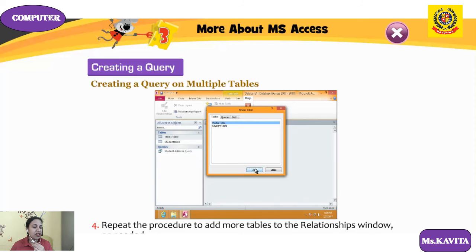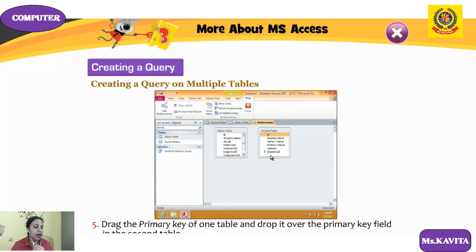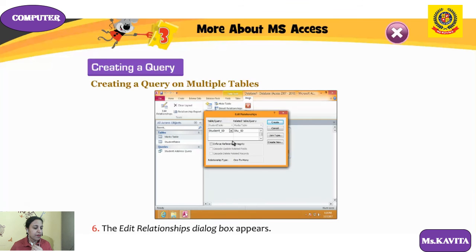Repeat the procedure to add more tables. Suppose you want to add more tables, repeat the procedure to add them in the Relationships window as needed. Click on the Close button when done. Drag the primary key of one table and drop it over the primary key field in the other table. In the Edit Relationships dialog box, click on the Create button to create the relationship.